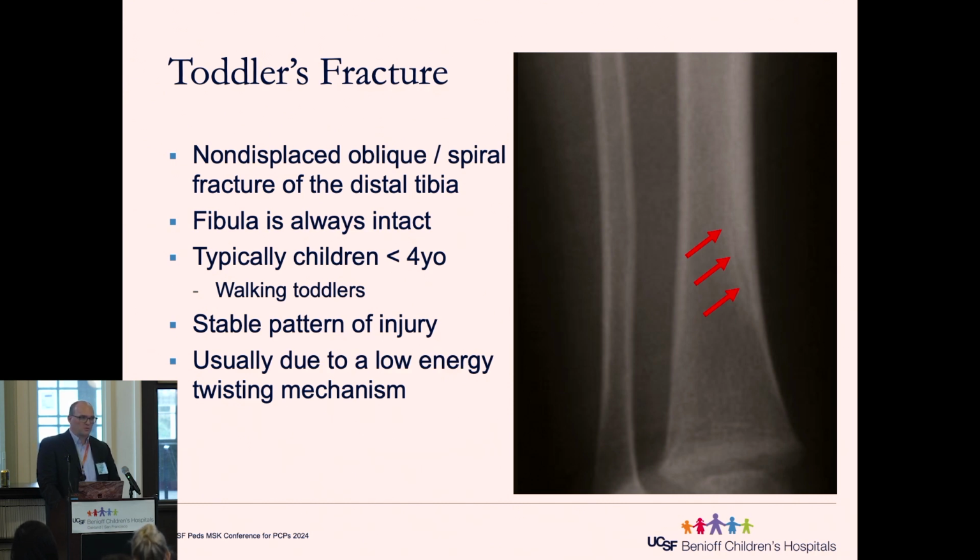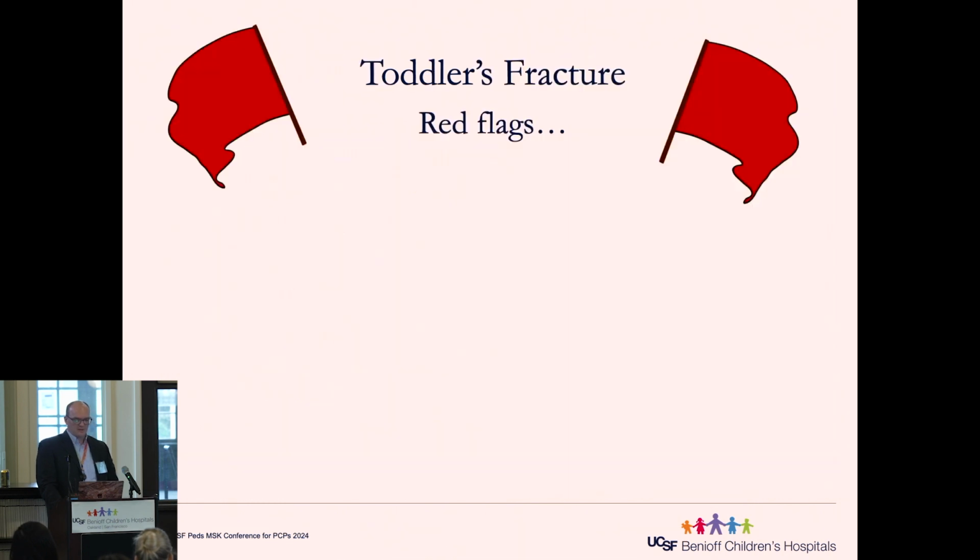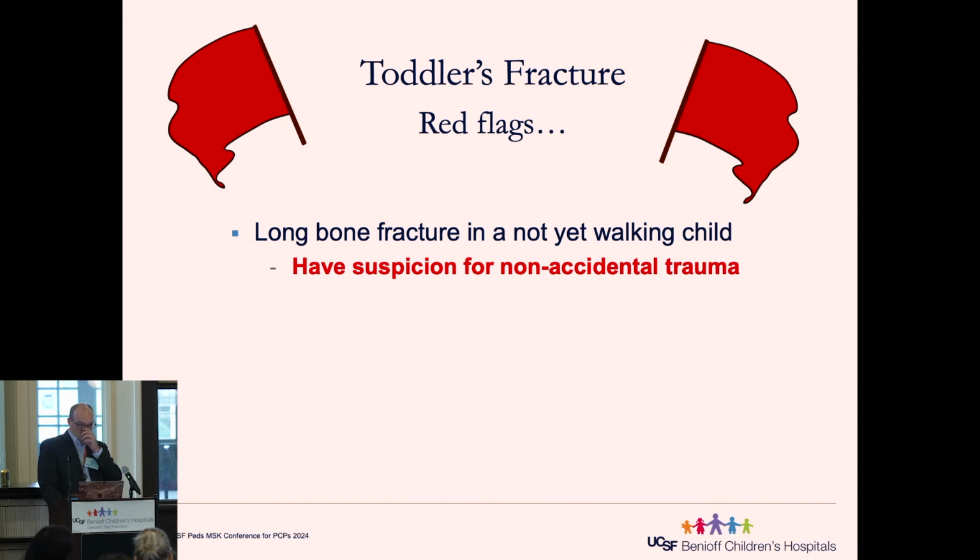So like we talked about with a buckle fracture, this is not going to move. You can take care of these. And it's usually a kind of a low energy twisting mechanism and the kid stops walking. But we need to think about what are some of the worrisome signs. So if they're not walking yet and they come in with a toddler fracture or something else, you need to think about non-accidental trauma. All right, so this is an unfortunate problem, and anybody who takes care of pediatric fractures, this is one of the differential diagnoses.